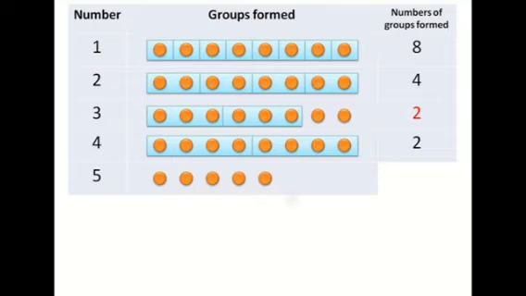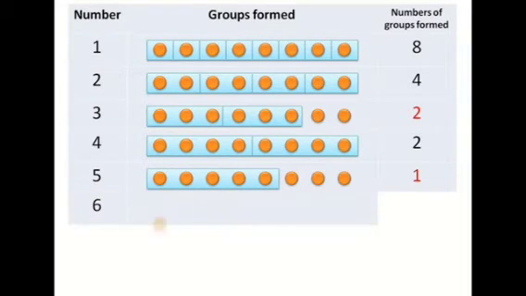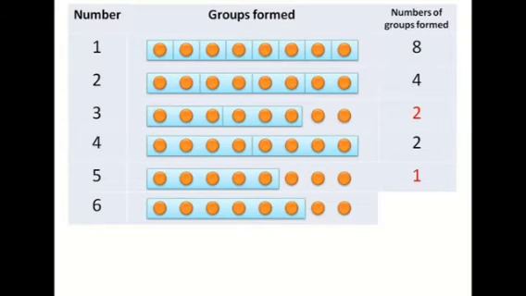So out of 8, you take 5 in one group. How many will be left out? 3 will be left out. So we made only one group and 3 were left out. Take 6. So 6 will be in one group. Out of 8, 6 will be in one group. How many will be left out? Yes, 2 will be left out. So here also we made one group but 2 are left out.